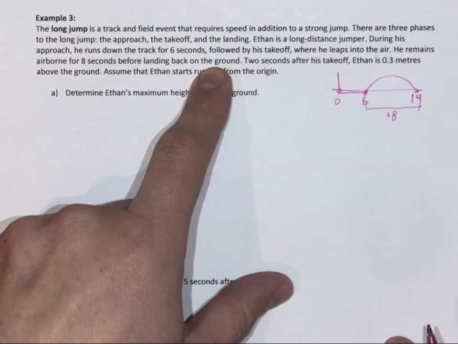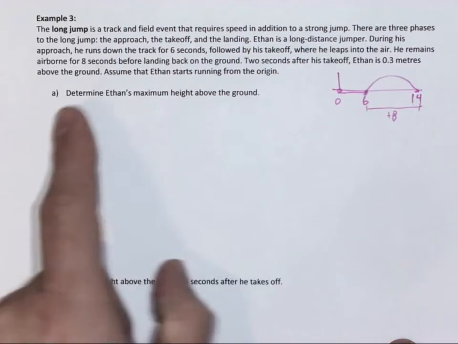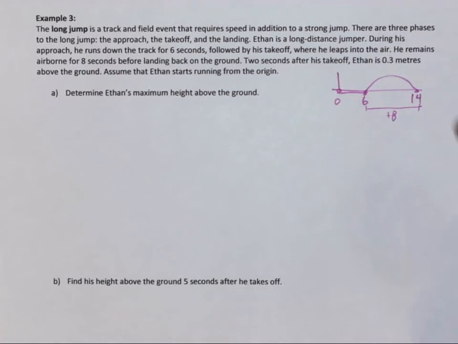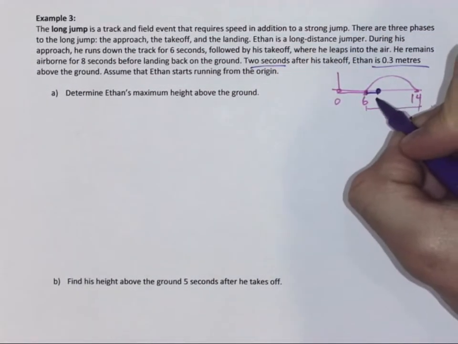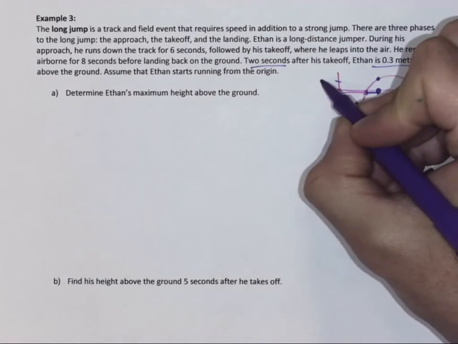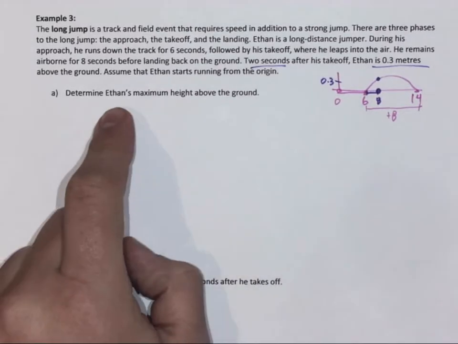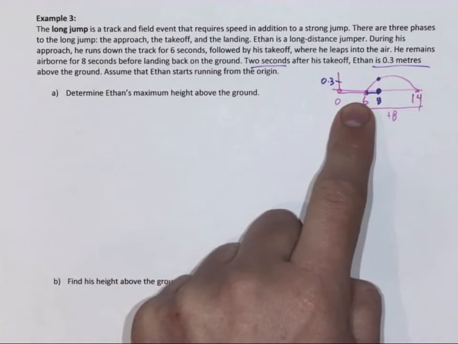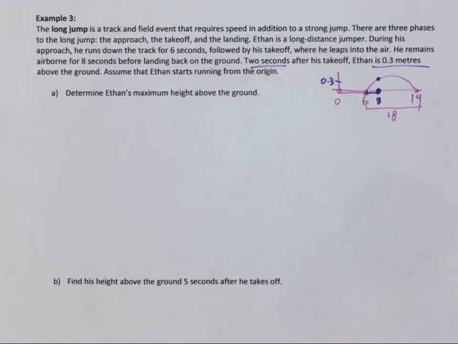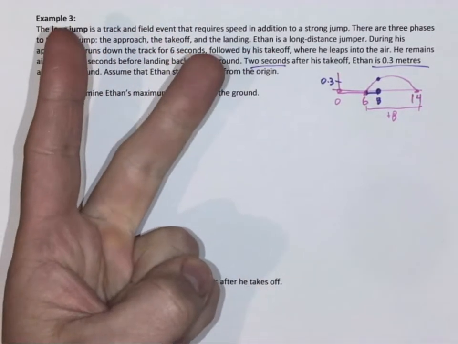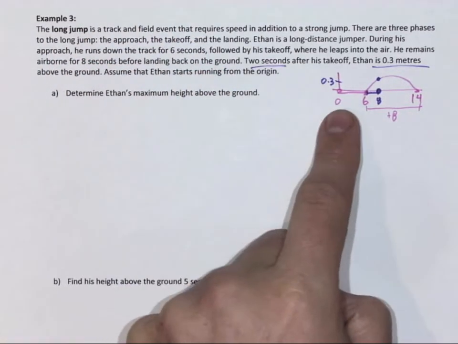There's 2 x-intercepts. 2 seconds after his takeoff, Ethan is 0.3 meters above ground. So 2 seconds later, that's 8. He is 0.3. So that's just another point. Determine Ethan's maximum height above the ground. If we have 2 x-intercepts, should we use standard form, factored form, or vertex form? Factored form, because we have 2 x-intercepts.